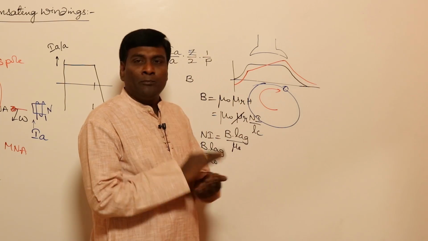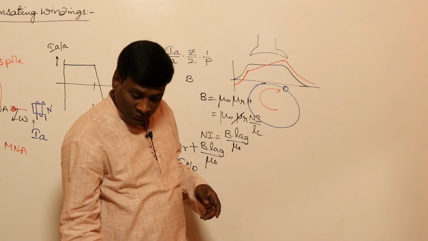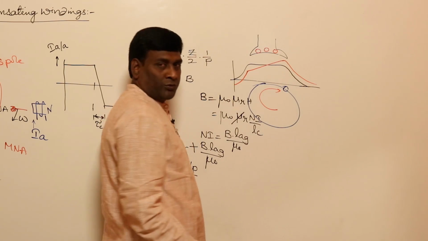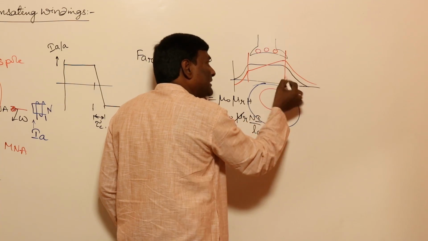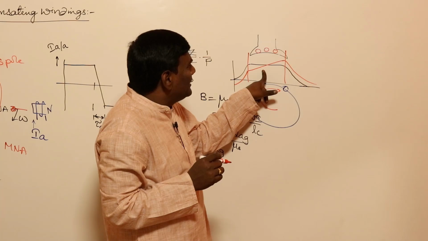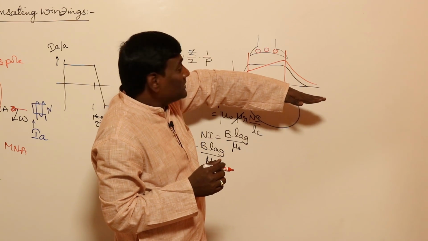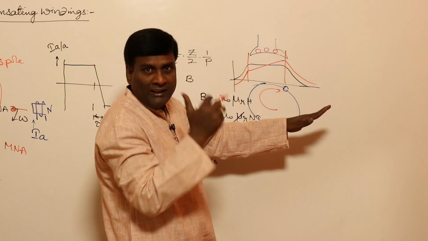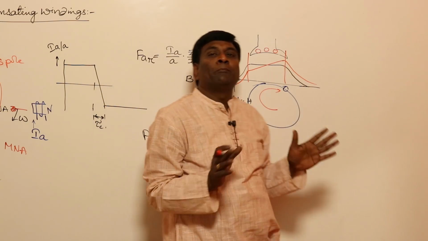What is meant by compensating winding? If I can keep some conductors in the pole shoes such that this flux density variation can be compensated, then at no load it will be like this only, and at load also it will be like this only. Because at load it is trying to go like this, but this compensating winding will provide some flux to make it straight. So that is the concept of compensating winding.